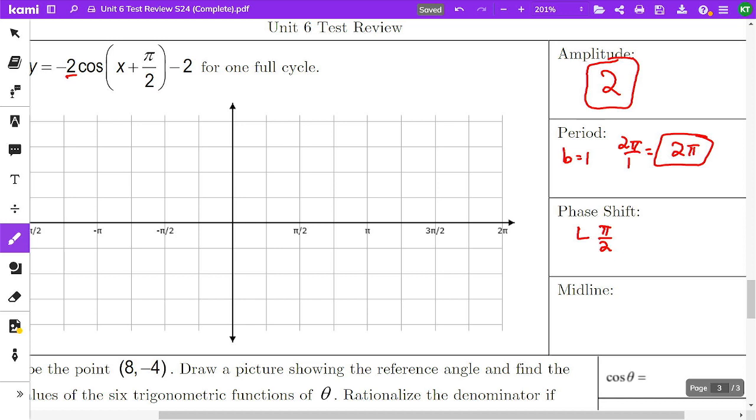Lastly, we have our midline. Our midline is the same thing as our vertical shift. We're going -2. So we actually are going to be going down 2 this time. So our midline will be at y equals -2. So these are the pieces of information that we need. We're going to go ahead and get started.